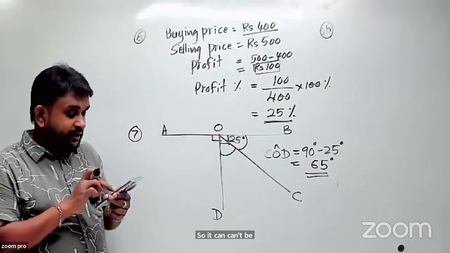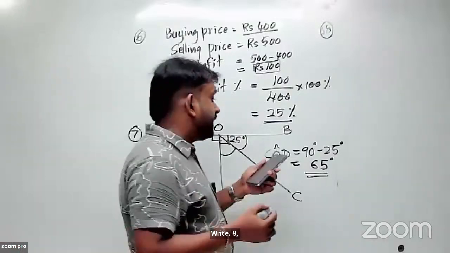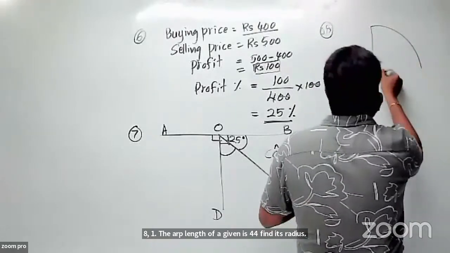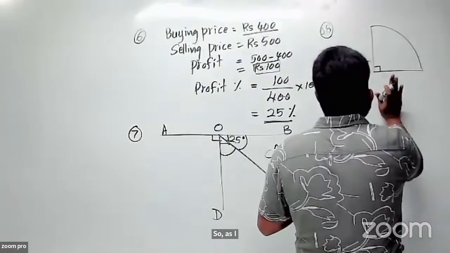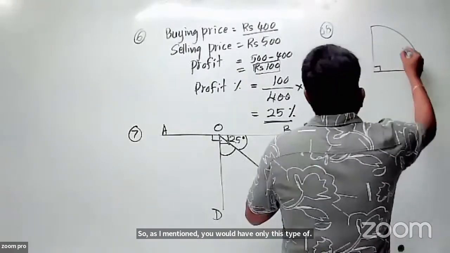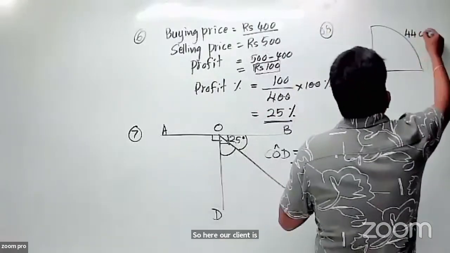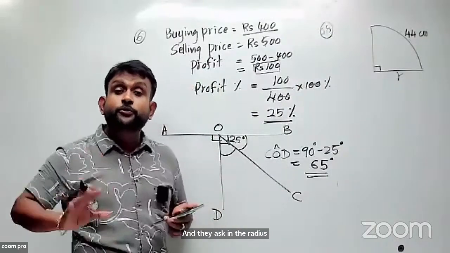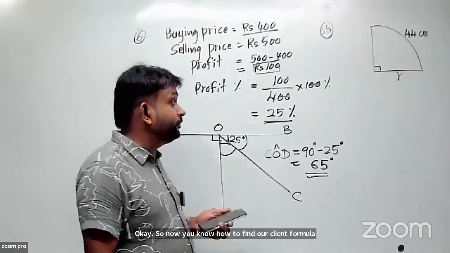Right, 8-1. The arc length of a given sector is 44. Find its radius. Arc length is given and the radius is asked. As I mentioned, you would have only these types of sectors: 180, 90, and 45. Here the arc length is 44 centimeters, and they are asking for the radius, so the radius is R. Now you know how to find the arc length formula. What is that arc length formula?